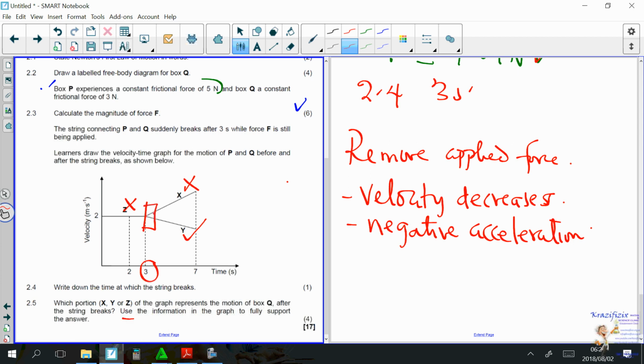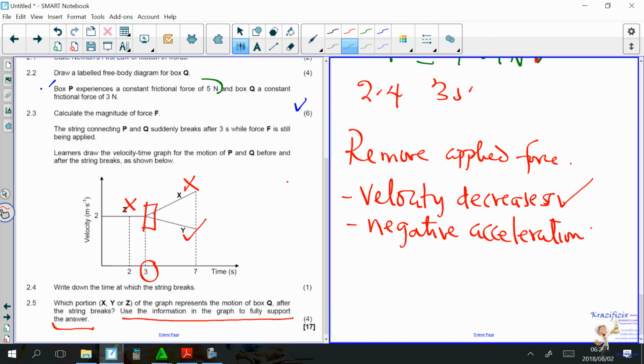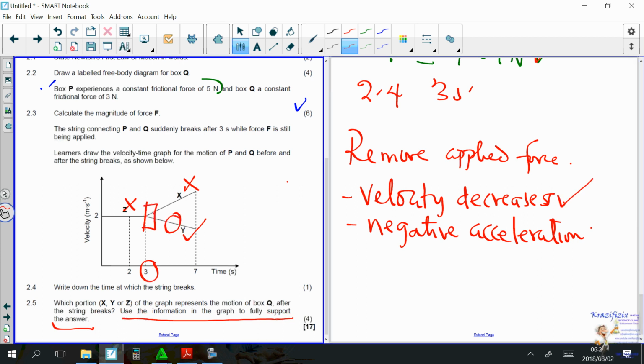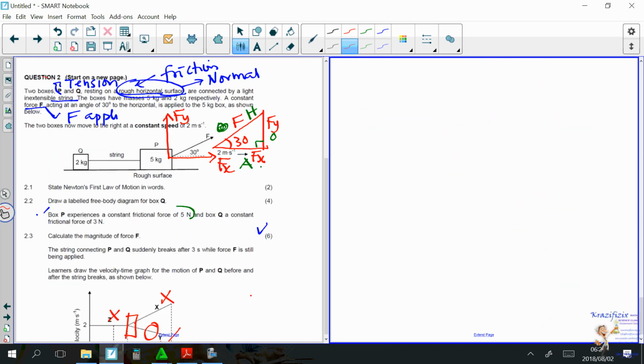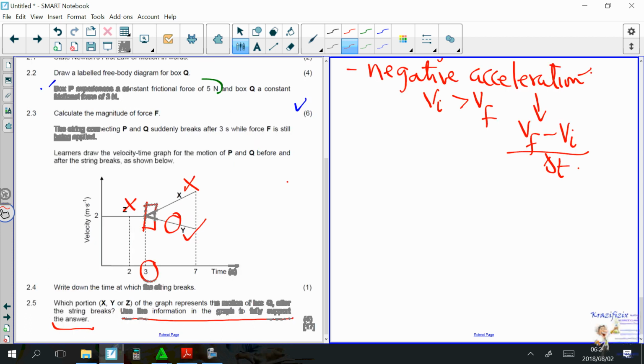But the question says, use the information on the graph to fully support your answer. Number 1, velocity decreases. We can see that there, it decreases. Number 2, negative acceleration, because now my VI will be greater than my VF. And remember, acceleration is VF minus VI over delta T.